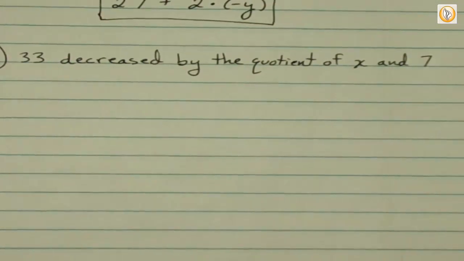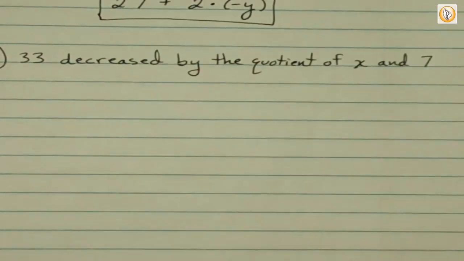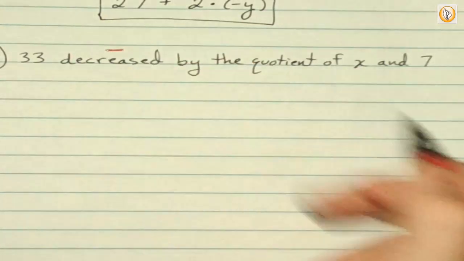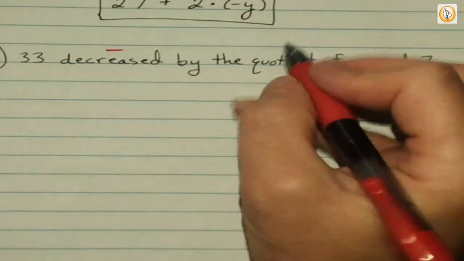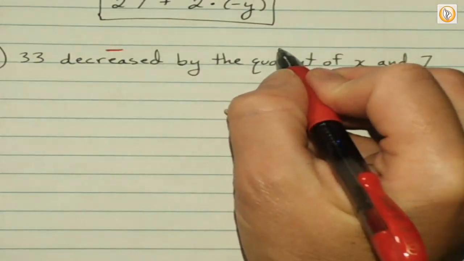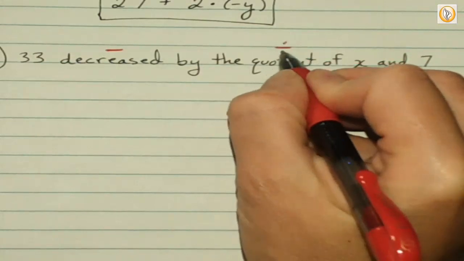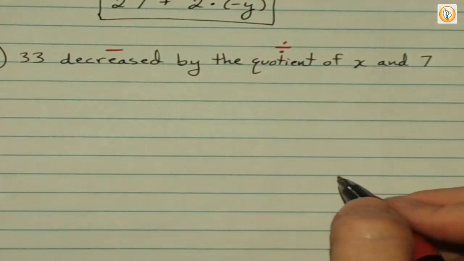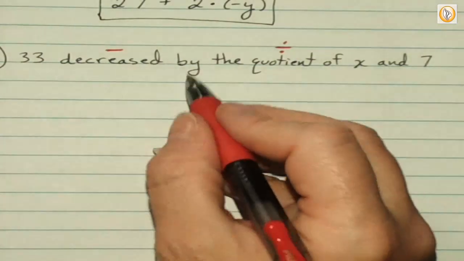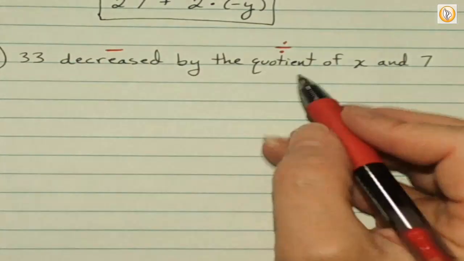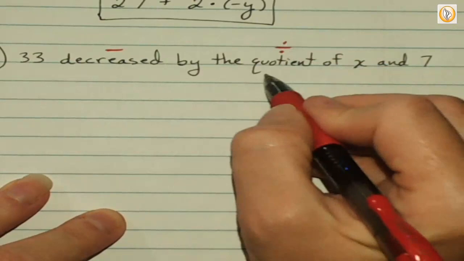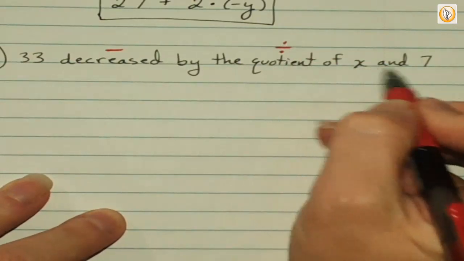Ooh, boy. Okay, Joseph, be my private investigator. Tell me some things that you see. I see the word decrease. And that means what? It means minus. Okay, and then the quotient means divide. And the word by, we don't really do anything with by. But where does the division go? Between x and 7. Very good. Look at that, guys. Quotient of x and 7.